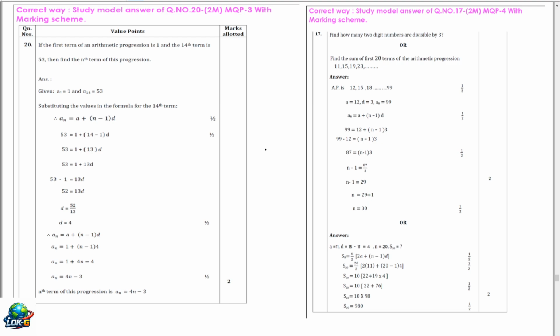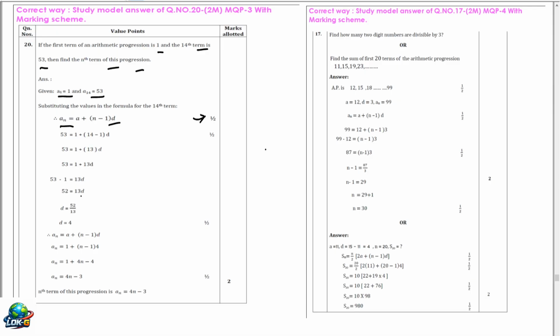Next question. Model question number 3. If the first term of an arithmetic progression is 1 and the 14th term is 53, first term a1 means 1, 14th term is 53, then find the nth term of this progression. Easy question, my dear students. Take a14 is equal to 53. You know the formula. For writing the correct formula, you will get half marks. Don't forget to write the formula. an is given as 53. a is 1 plus how many terms are there? n is equal to 14, minus 1 into d, 13d. You will get 53 is equal to 1 plus 13d.